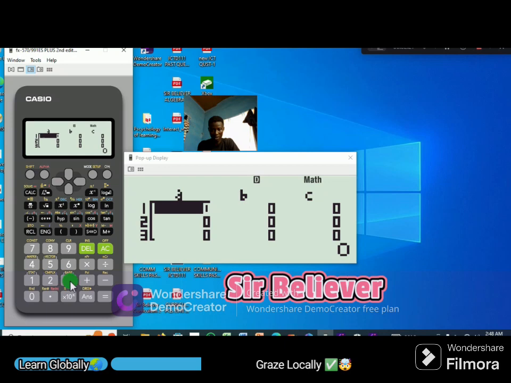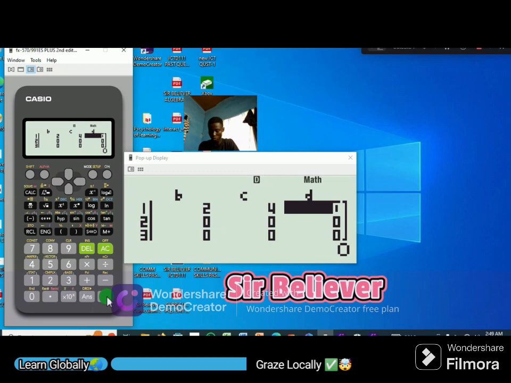So I'm going to press 3. Then we press equal to. Then the coefficient of Y is 2, so we press 2, then equal to. The coefficient of Z is 4, so we press 4, then equal to. Then it will move straight to the right hand side of the equation, which is supposed to be 11. So we just punch 11, then you press equal to.